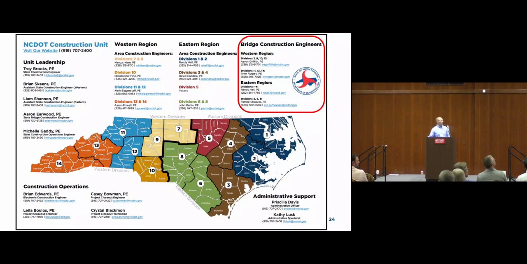With them doing both, it kind of hurt that ability, and we lost some experience and expertise. So working with the chief's office, our unit was able to reorganize. We've recreated the state bridge construction engineer position, which I was fortunate enough to get, and then we've created 4 regional bridge construction engineer positions. So we have 2 in the west and 2 in the east.